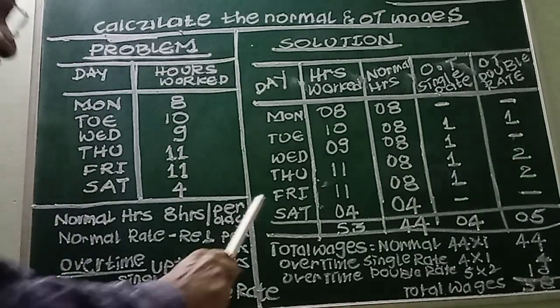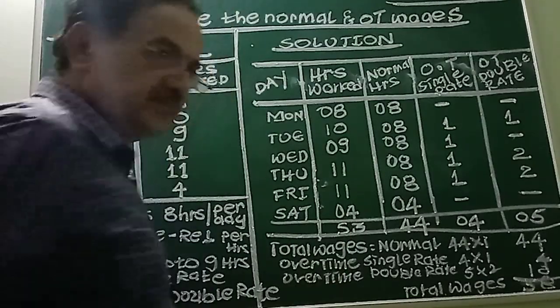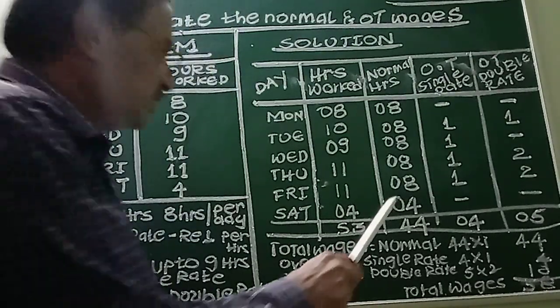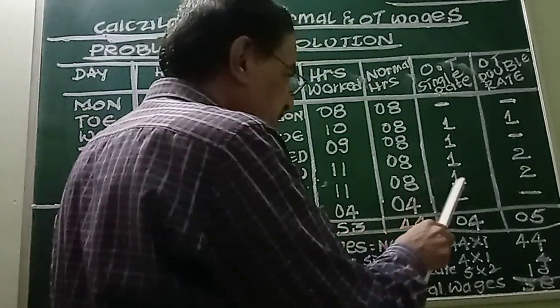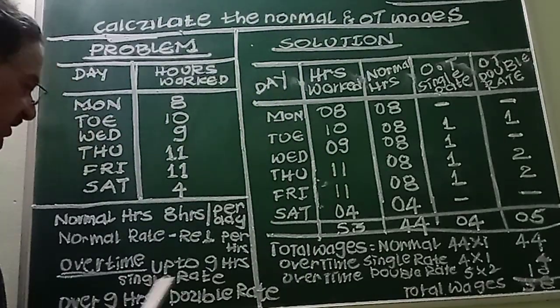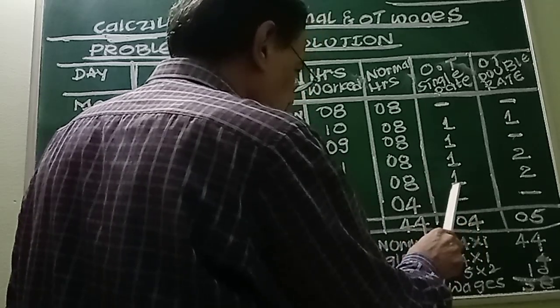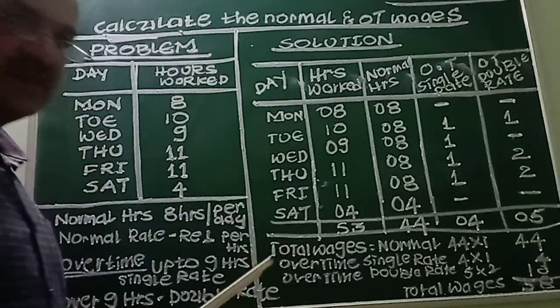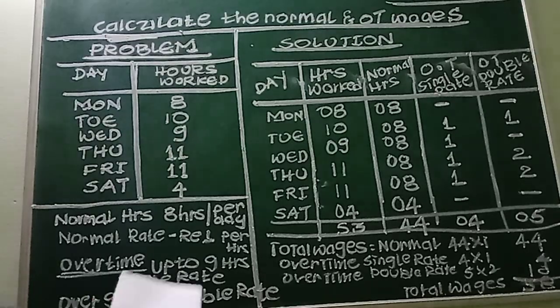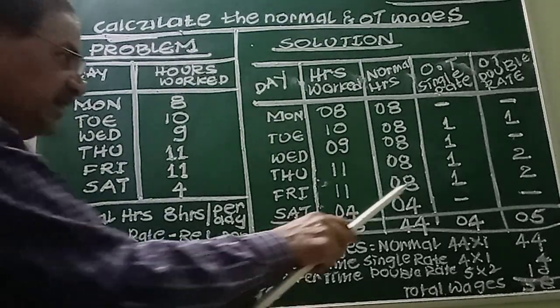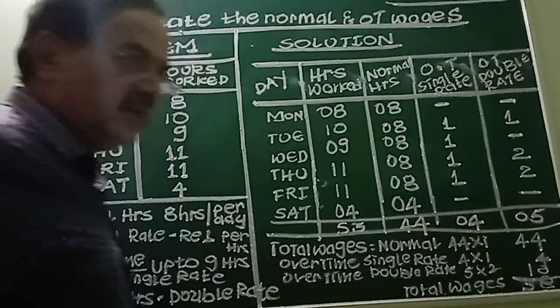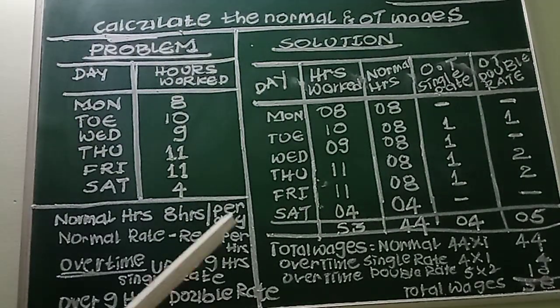Coming to Friday, same thing. That's a very important thing. So 8 hours is normal, 8 plus 1 up to 9 hours single rate. So he will be paid 1 hour at the single rate. So 8 plus 1 is equal to 9. He has worked for 11 hours. 2 hours he has exceeded over 9 hours. So he is going to get 2 hours at the double rate of overtime wages.